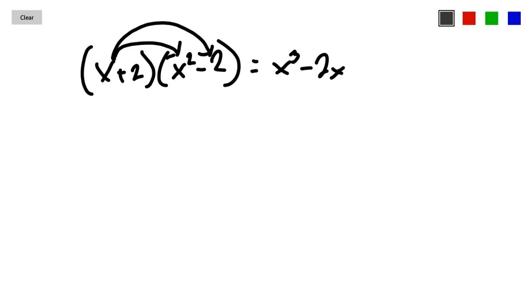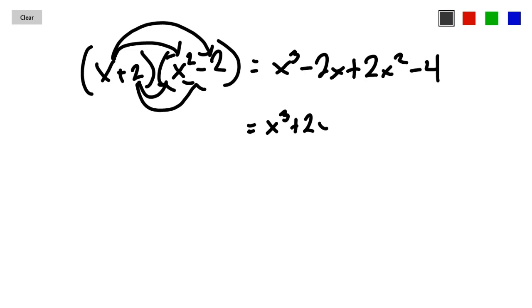The next product is the two innermost numbers. And that's going to be your 2 and your x squared. So 2 times x squared just gives me a 2x squared. And then the last product is the 2 times the negative 2, which gives me a negative 4. And then we combine our like terms. So since all of the terms in this polynomial are unique, we don't have any combining to do. However, I do want to rearrange this in standard form. So my final answer is going to be x cubed plus 2x squared minus 2x minus 4.